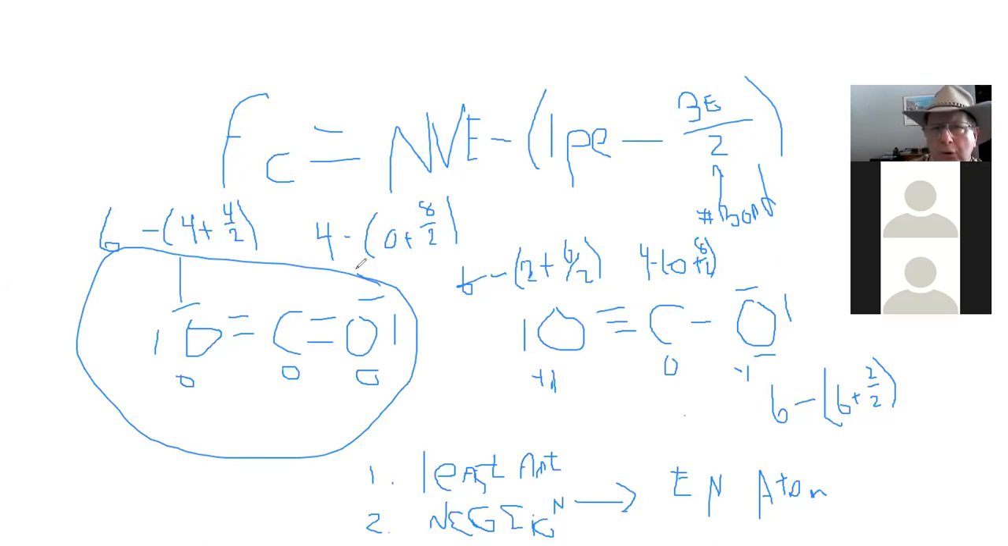Good? Do I need to go through one more example? Do you mind doing one? Thank you. CSN with a minus one charge. So the N has 5 electrons, carbon 4 valence electrons, sulfur 6, plus the 1 for the negative charge. Therefore, this is 16 electrons. That's one choice. I can do it this way.